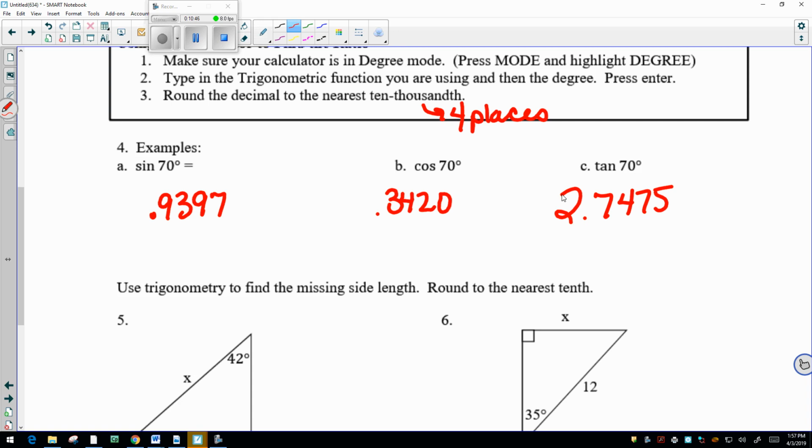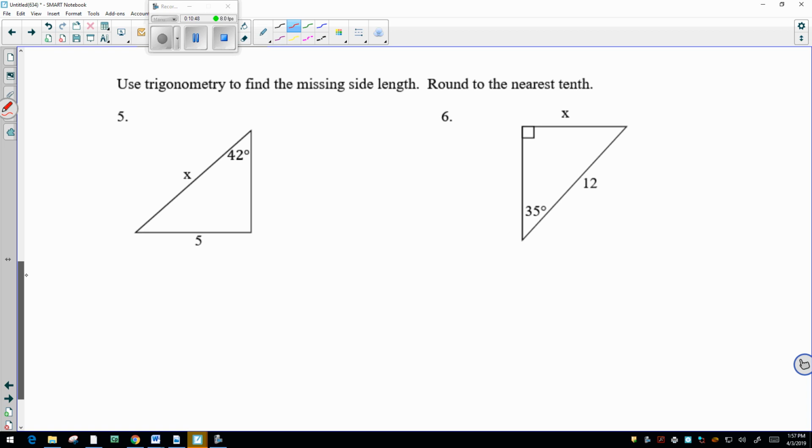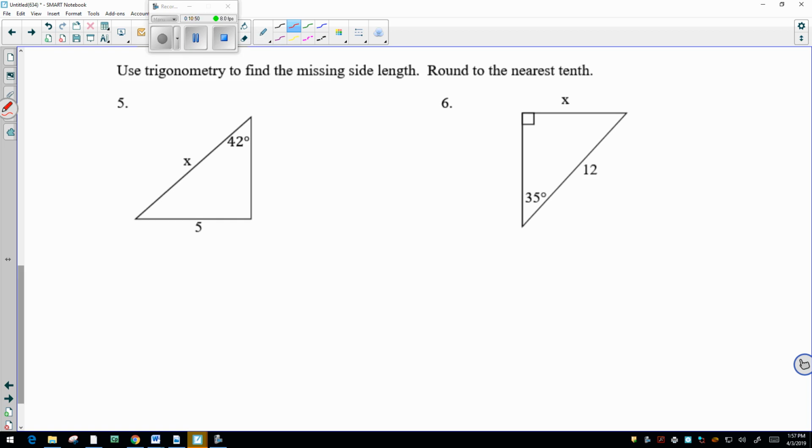Okay. Connecting it to triangles. So now we're going to put our ratios together and solve. Okay, so this is a right triangle. The marking is missing. We have to solve for x. So I know x is the hypotenuse. According to 42, I know 5 is opposite. So what that means is we'd be using our sine ratio.